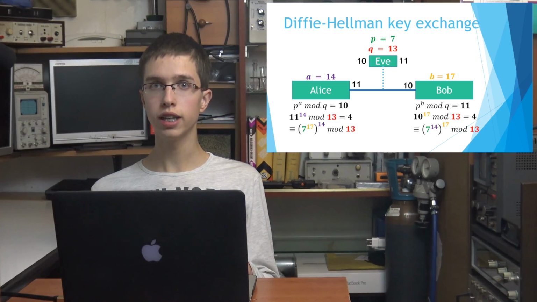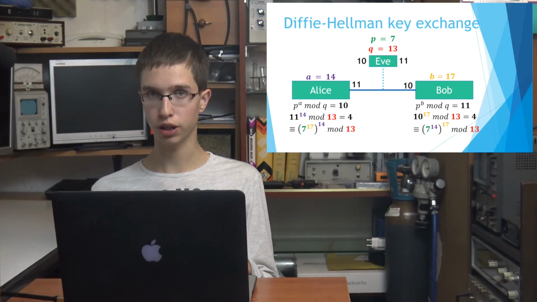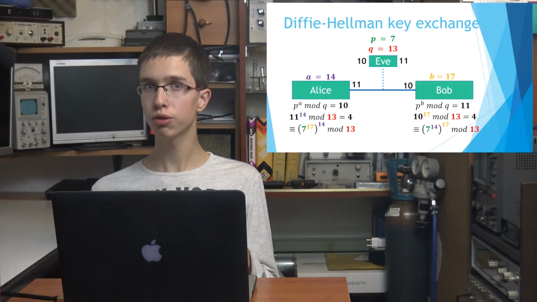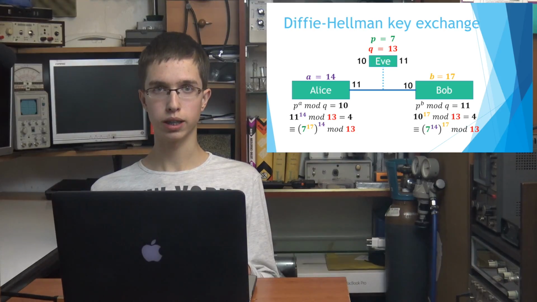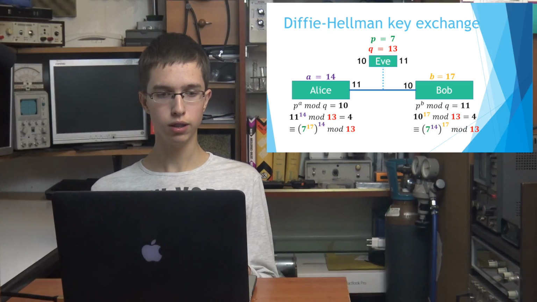Why is this so? The answer is they've done actually the same calculations, but in a not so obvious way. Let's prove that. Bob's public number, 11, has been gotten as 7 to the power of 17 modulo 13. Therefore, 11 to the power of 14 modulo 13 is congruent to 7 to the power of 17, all of that to the power of 14, and this modulo 13.